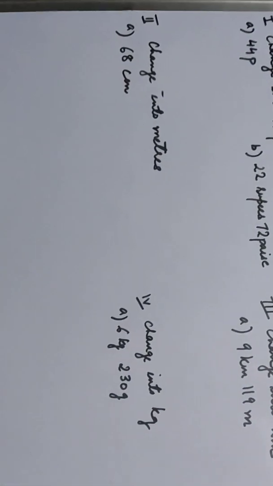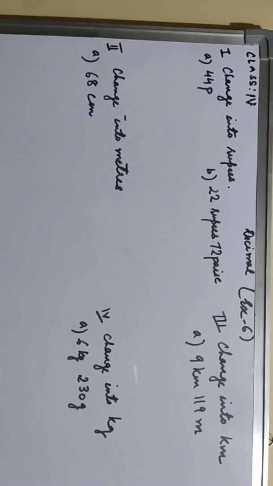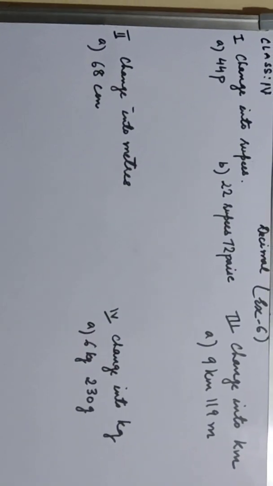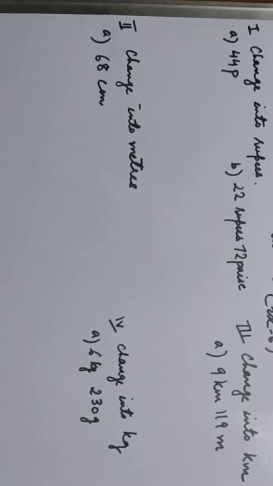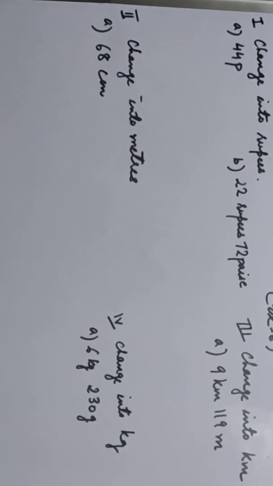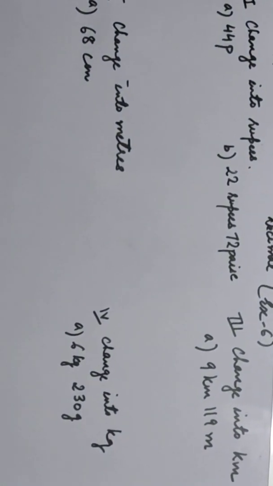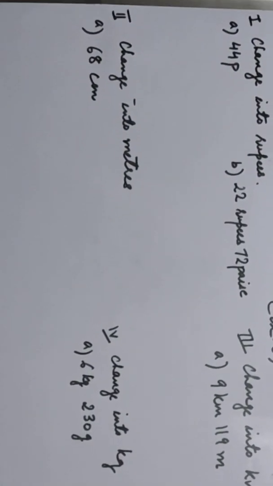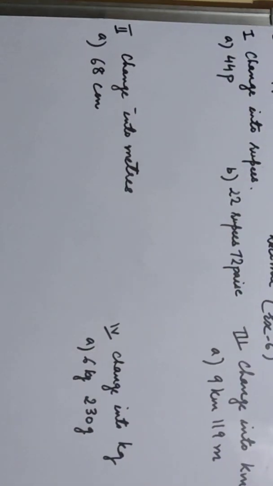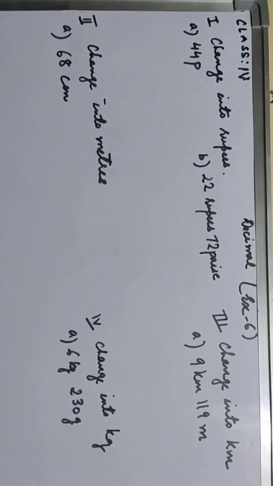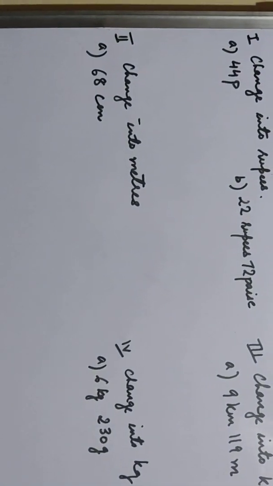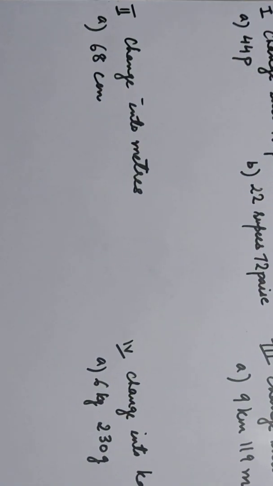So good morning, children. We are going to take up the leftover exercise of decimals, that is exercise 6. We left it because it had the measurement units and the rupees unit, which we had not covered till the decimal chapter. So that's why we have taken it after the measurement chapter, and it is only the converting of the smaller unit into the bigger unit by using the decimal.